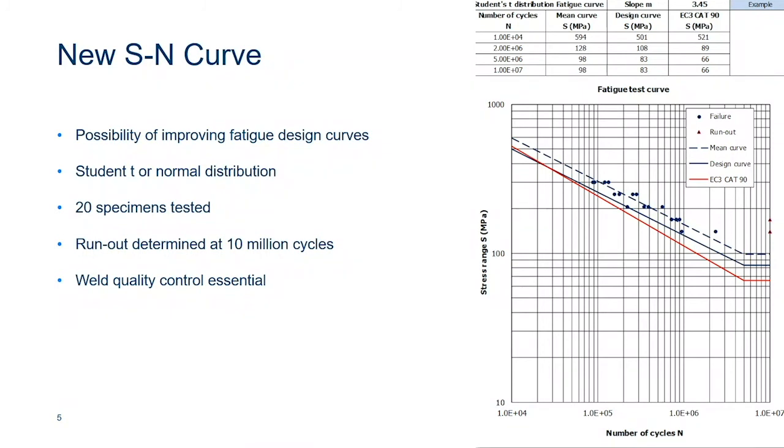When we're doing these tests, we can generate the mean curve directly. The mean curve is the broken blue line, and you can see that almost half of the dots are on the right and the other half on the left of the line. From the data set you obtain from the fatigue test, you also get the standard deviation. And when you have both the mean curve and the standard deviation, you can generate the design curve, which is the full blue line. When doing these statistical analyses to generate the design curve, I have experience using both the normal distribution and the Student t distribution.